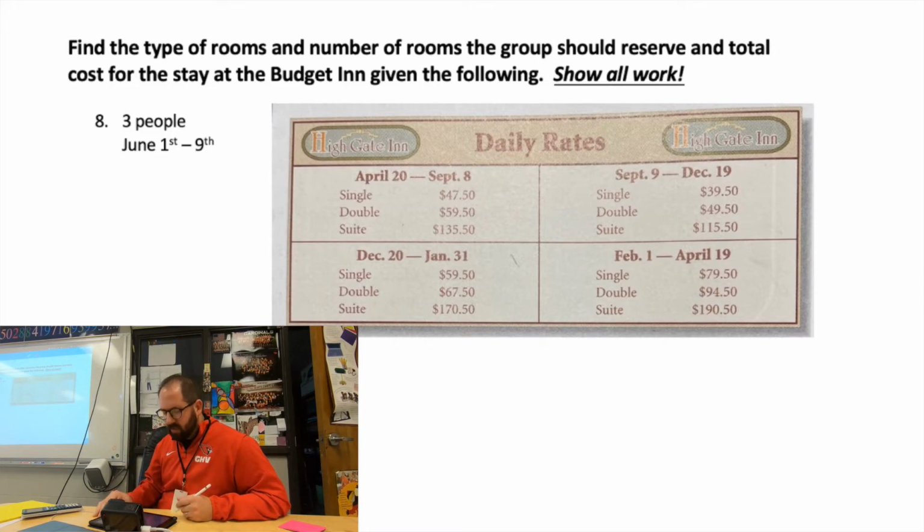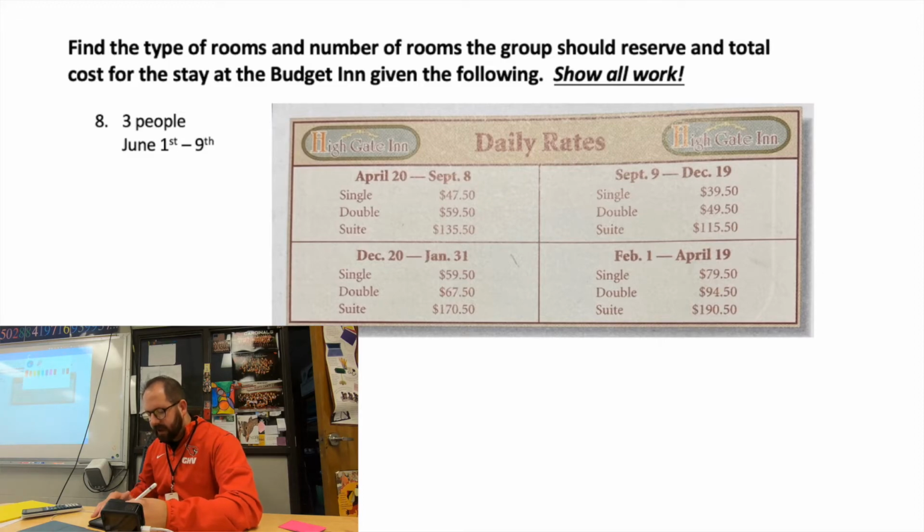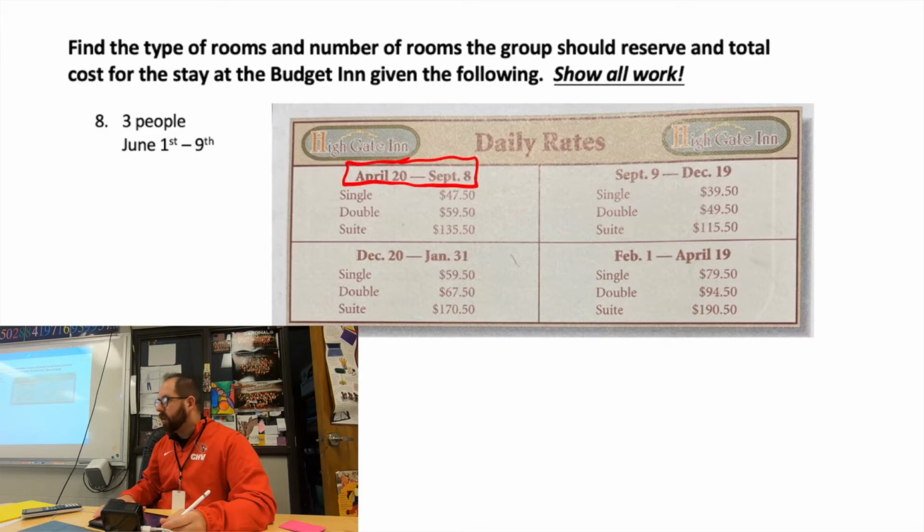All right, so we're going with 3 people. And we're going from June 1st to the 9th. So the first thing we have to do is figure out on this hotel, the Highgate Inn, where we're at. We are in June, so that would be this time frame, April to September. Okay, we're taking 3 people. So you have a couple options here that you have to think about. We could get 3 singles. So you could do the $47.50 and you get 3 of those. Because you have 3 people.